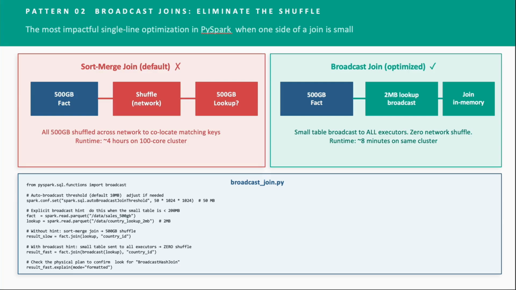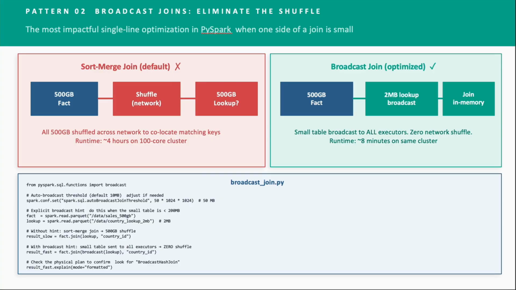For the runtime here we have 8 minutes. Same cluster, same data. And the code is in the bottom panel. Two changes from the default. First of all, increase the auto broadcast threshold from the default 10 megabytes to 50 megabytes of data. Second, explicitly wrap the small table with broadcast. The result: fast equals fact dot join broadcast lookup comma country ID. And that's it. That's the entire change that you will have to do in this case.